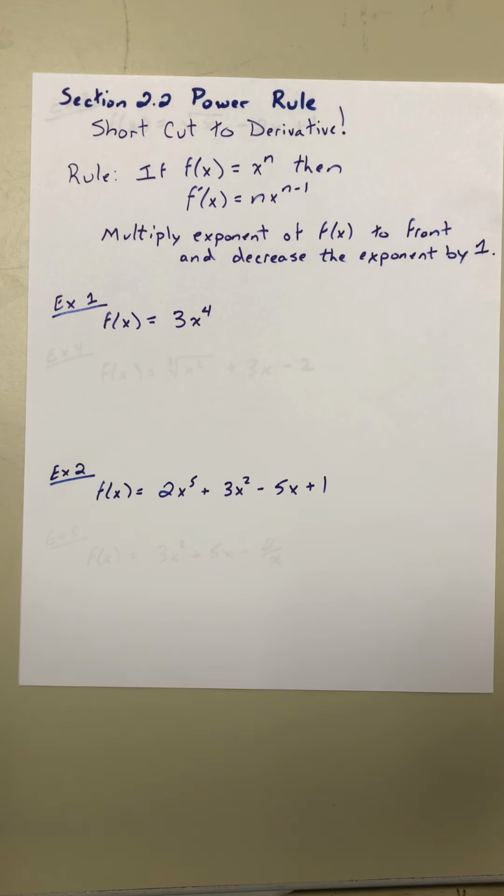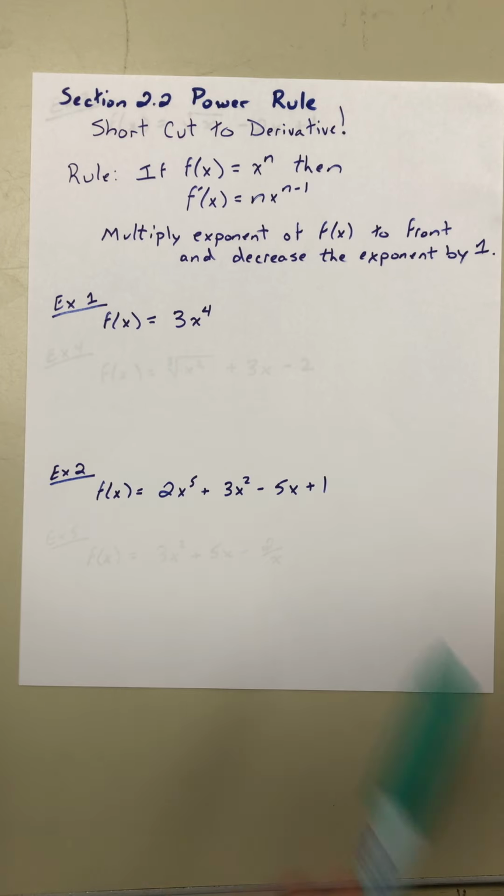So we don't have to take the limit as h goes to 0 of f of x plus h minus f of x all over h anymore. But you still need to know that because it is very important to you and it's important to us as calculus students. So, the rule: what is the shortcut?